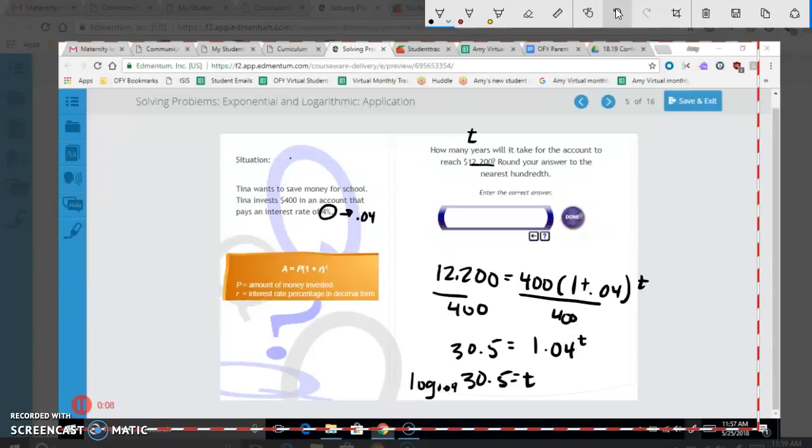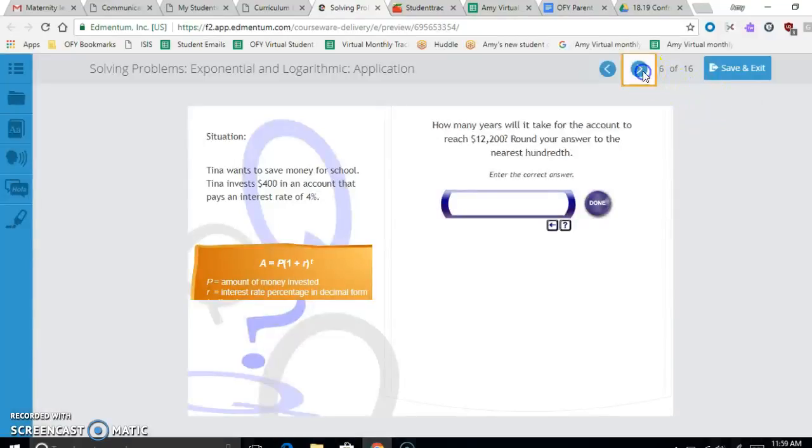Now we can't on our calculator do a log with a base of 1.04, so we're going to have to change this around using the properties of logarithms. That's the change of base property, so we can do log base 10 of 30.5 over log base 10 of 1.04, and that will give us T. So you find each one separately and divide, and that will be your number for T, which you can just do on your calculator. Let's look at the next one.